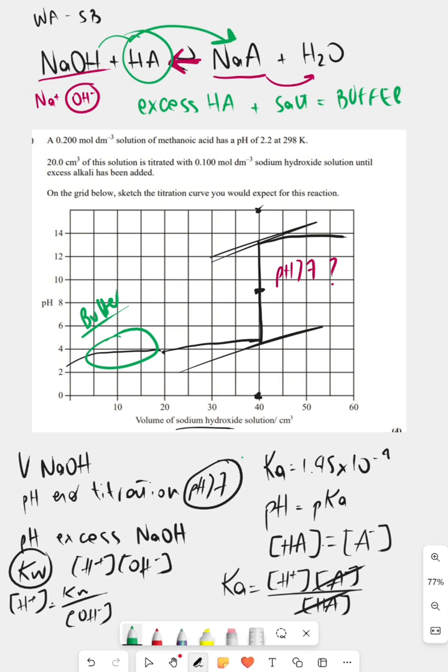Ooh, buffer, very important. So as you can see, this type of question can lead to many different types of calculations, and this is what we can expect in our paper 1. If it doesn't come out in paper 1, well, maybe paper 3.